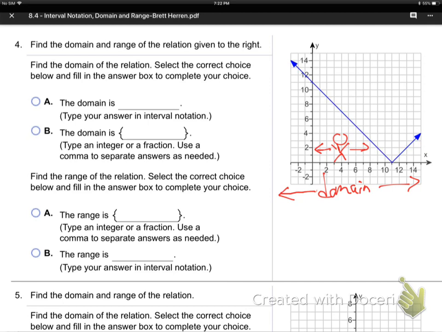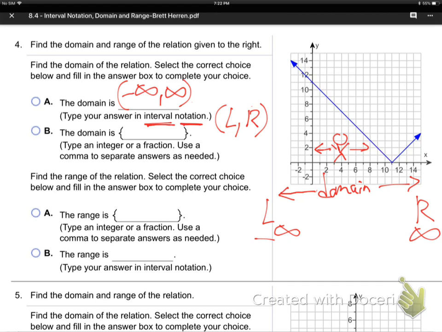So for the domain, they want interval notation. Whenever they say interval, they mean parenthesis, left, comma, right, or brackets if it's straight on the numbers. But it always means the two numbers, left edge, right edge. So for the domain, what's the left edge? What's the right edge? Negative infinity, regular infinity. I don't know why they have that second option. It's just A. Negative infinity, positive infinity.